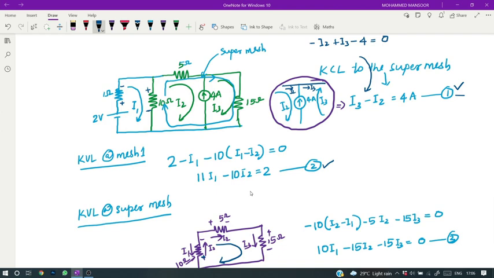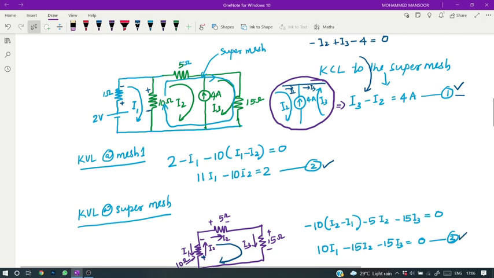Now we can easily write the KVL equation. This is minus 10 into (I2 minus I1), and this is 5 into I2, and this is minus 15 into I3, that is equal to 0. So simplifying, we can write the equation as 10 I1 minus 15 I2 minus 15 I3 is equal to 0. Let it be equation number 3.